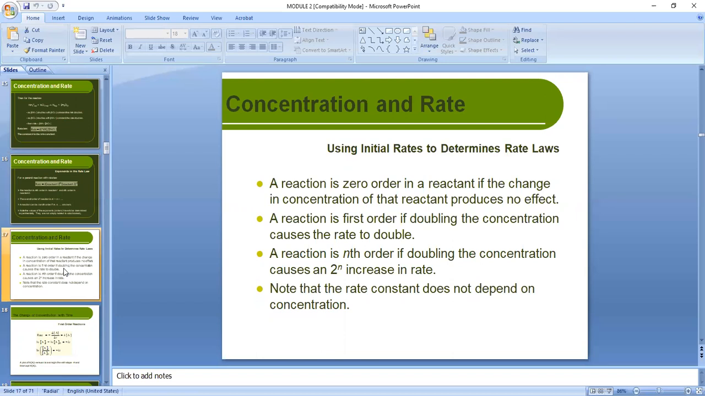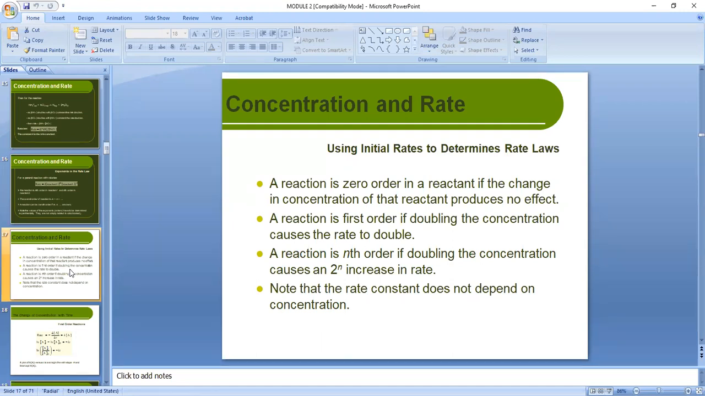So how do we determine rate law using initial rates? A reaction is zero order in a reactant if the change in the concentration of that reactant produces no effect. If you're given a set of empirical data to interpret, and over the changes in the concentration of that particular reactant you don't observe any changes in the reaction rate, meaning the concentration of that reactant is not a factor in the rate of reaction, then in terms of that reactant your reaction order is said to be 0.